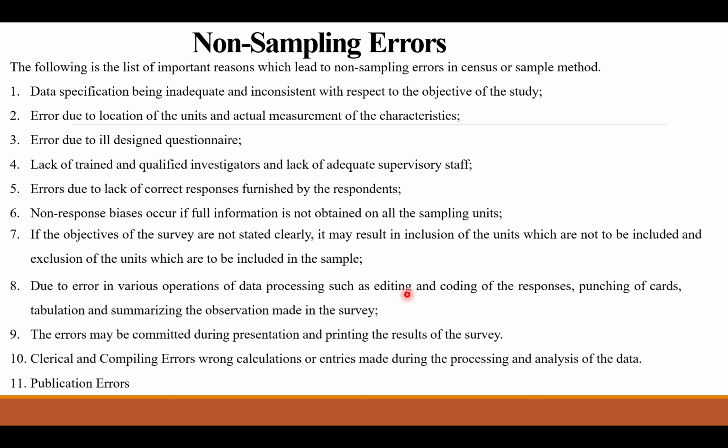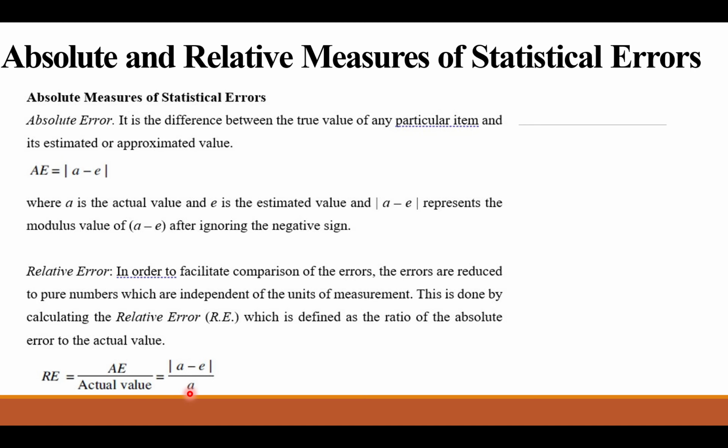If the objectives of the survey are not stated clearly, there is error. Errors also occur in various operations in data processing such as editing, coding of the responses, punching of cards, tabulation, summarization, and observation. Then errors may be committed during presentation and printing of the result. Clerical and computing errors, wrong calculations or entries made during the processing and analysis of data. Then publication error. These are the reasons of the error which lead to non-sampling error.